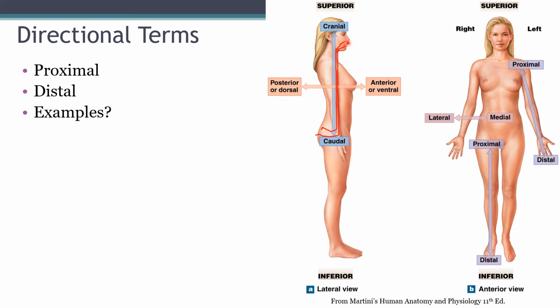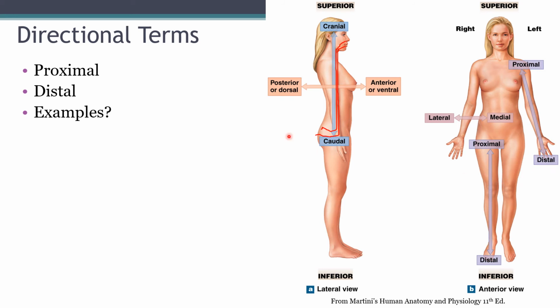So the reason that you do this is because limbs and tubes have a beginning and an end. Like a tube has a beginning here and an end here. Limbs have a beginning, which is their attachment site, like your shoulder right here. That's why you use proximal and distal. Proximal means closer to the beginning or closer to the attachment site. Distal means further from the beginning or further from the attachment site.